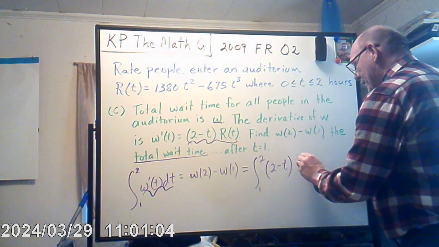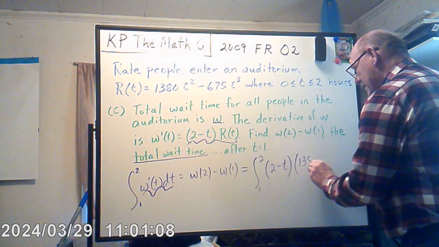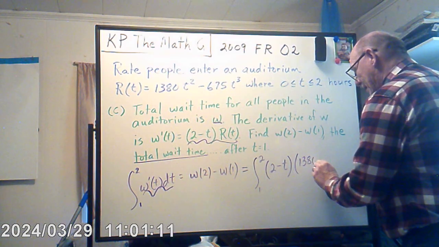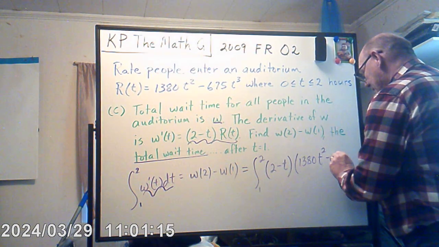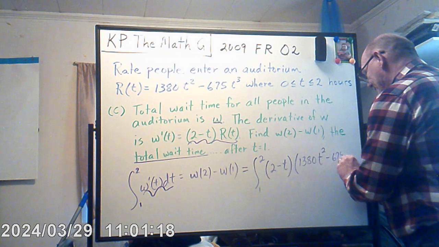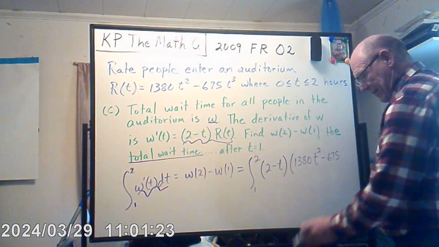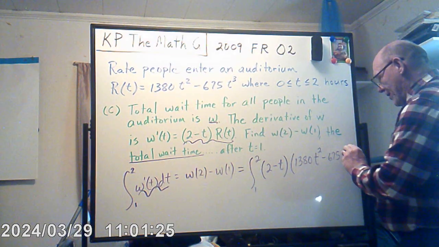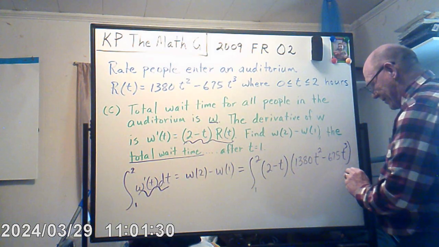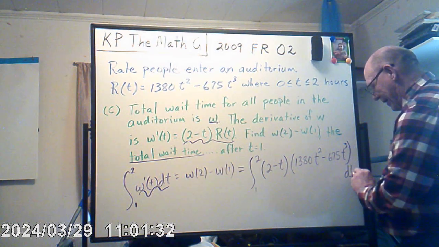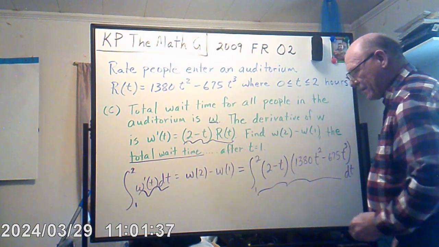So we're going to go ahead and put all of that. 1380 t squared minus 675 t cubed, and we're going to squeeze somewhere down here a dt right here. That's really what you are looking for.